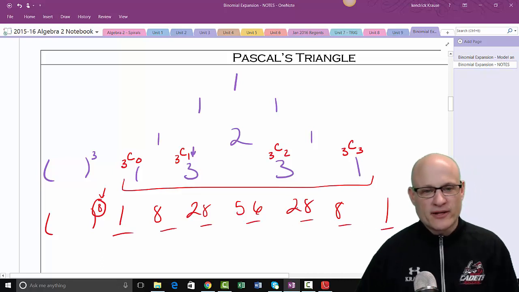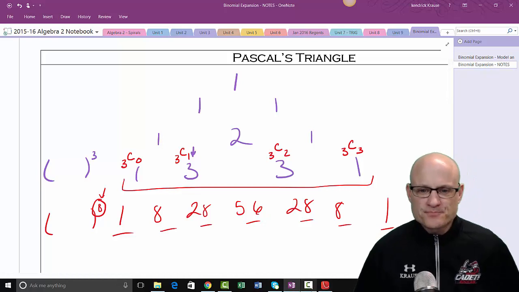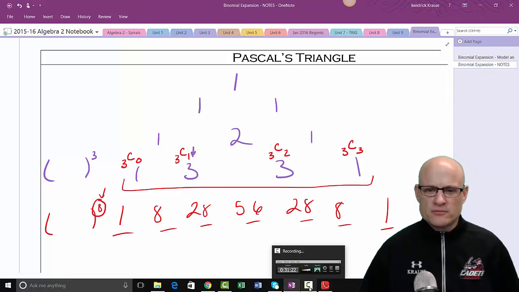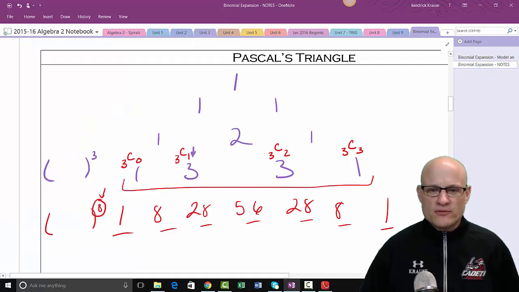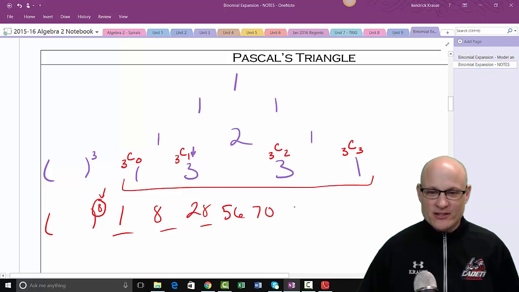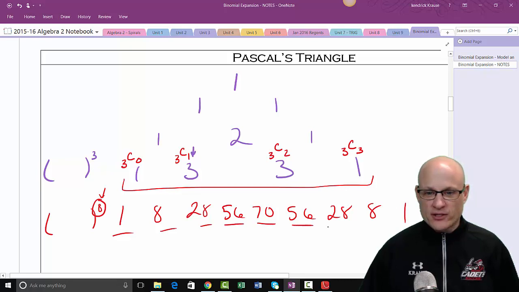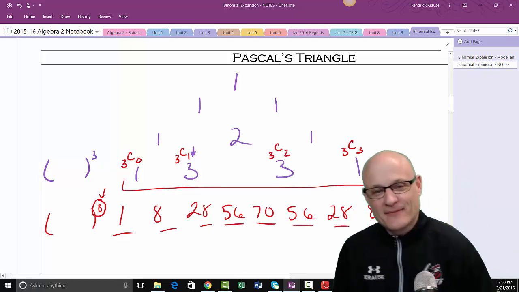Oh, man, I don't have enough items. What happened? I missed a few. Go back to my calculator. Oh, 56. Wasn't following my pattern. 8, 28, 56, 70, 56, 28, 8, and 1. So 1, 2, 3, 4, 5, 6, 7, 8, 9. There we go. I got it.